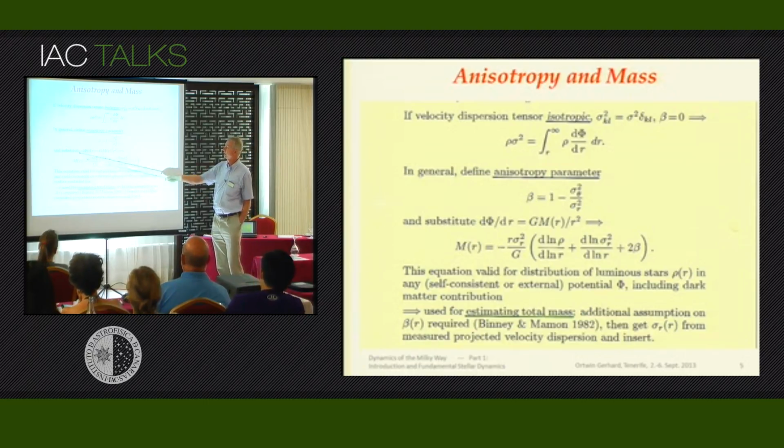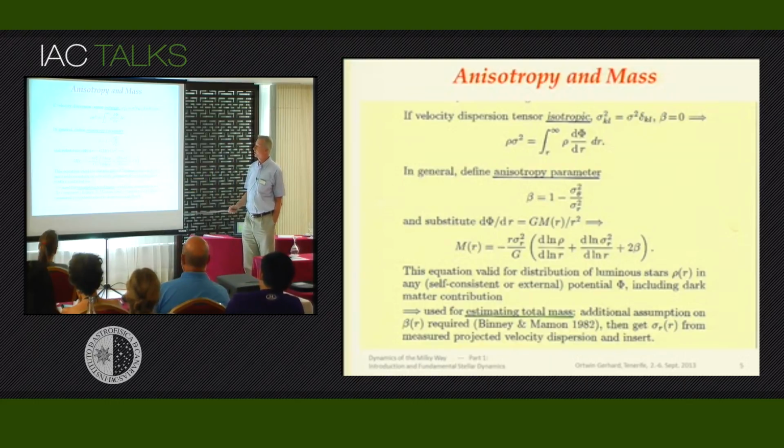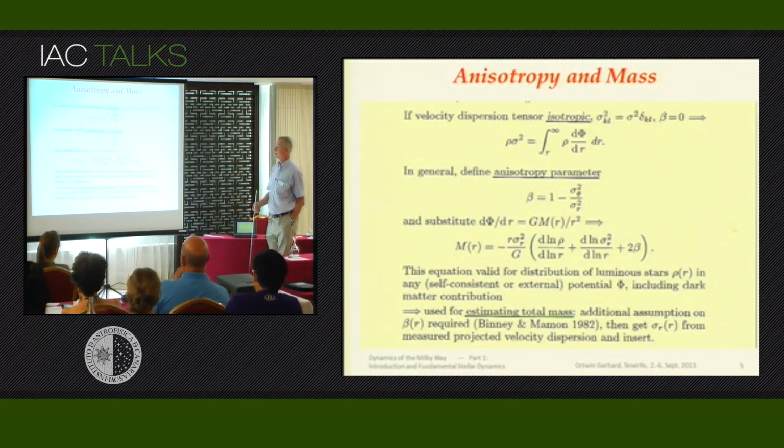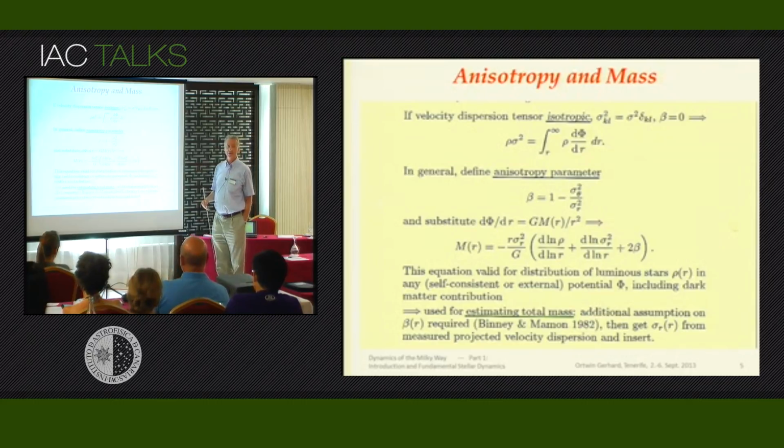And then you find, after a little bit of algebra, that the mass interior to R from the Jeans equation is then given by basically sigma r squared R over G times the sum of those logarithmic gradients in density, the velocity dispersion squared, and this anisotropy parameter beta, which in principle can depend on radius also.